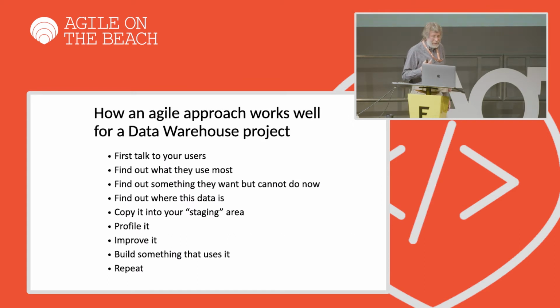Right, this is how I think an agile approach works well for a data warehouse. And when I say I think it, I've done it, so I know it's true. And you start off by talking to the users and find out what they use most. I'm volunteering in a charity at the moment, and what they use most is what they call supporter contact, which is contact with supporters and potential supporters. And the occasional person who's phoning up and saying they don't think they should be doing that.